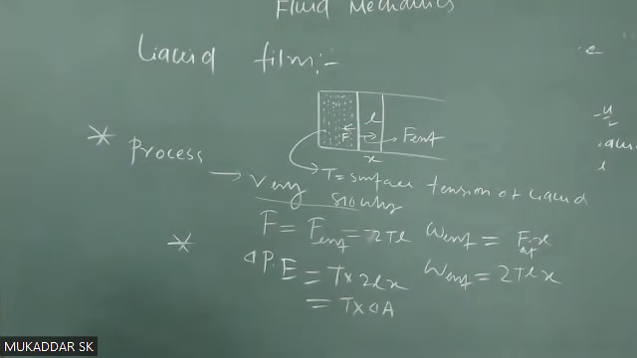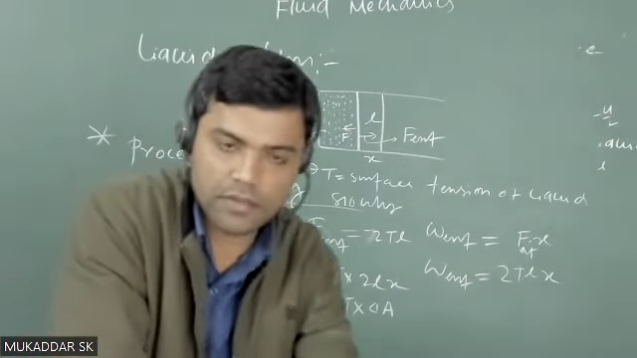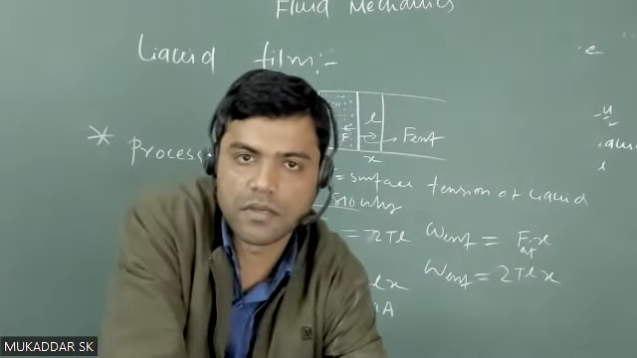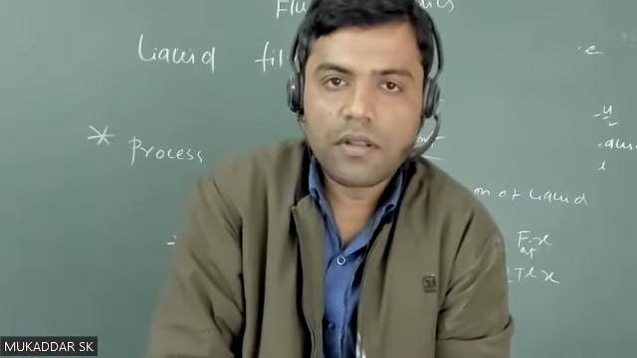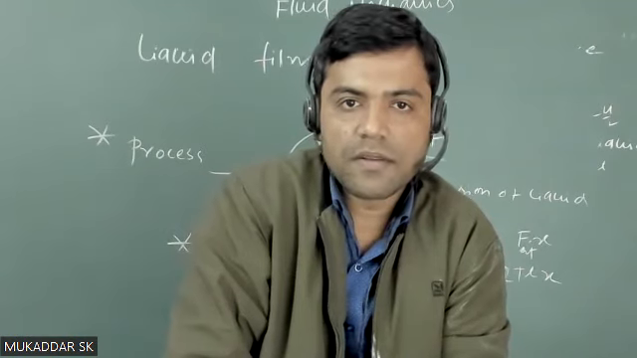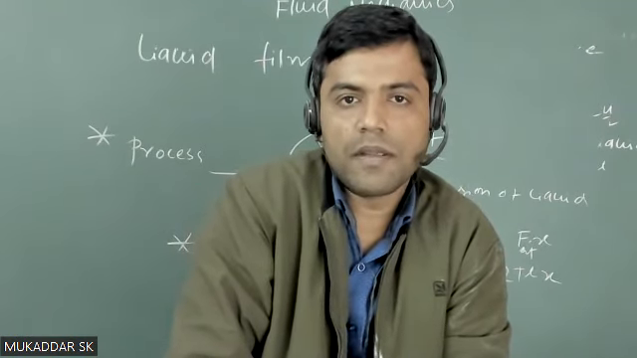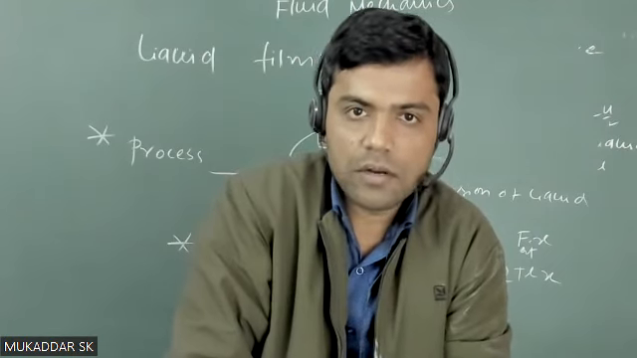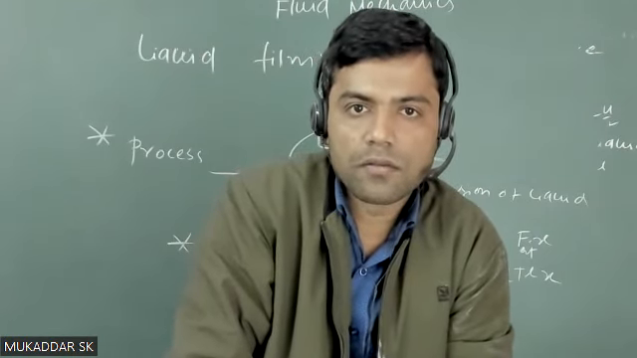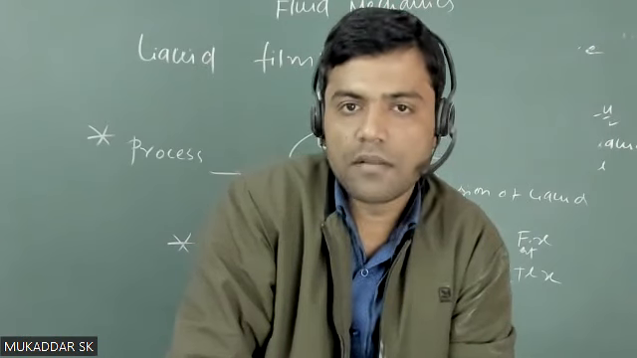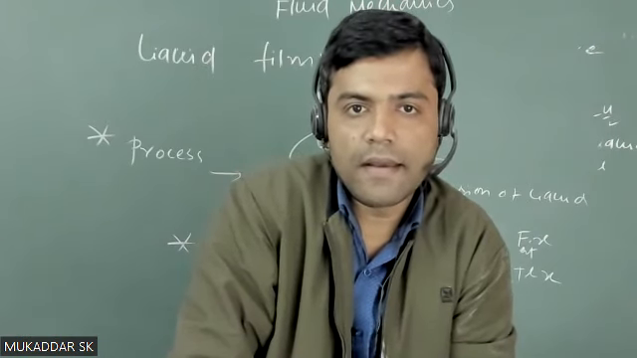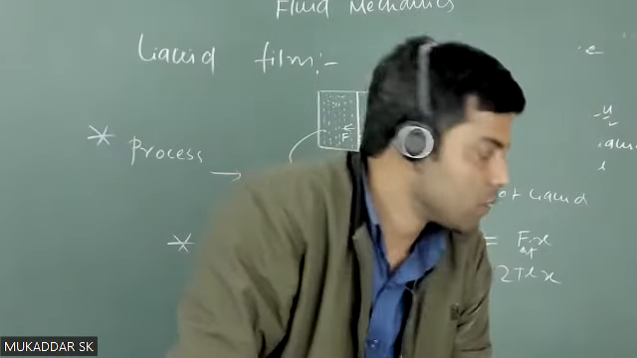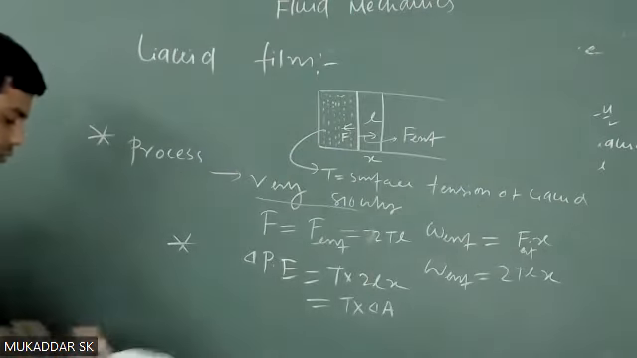There are basically two surfaces on that liquid thin film. So for each surface, the change in area will be L into x. So total change in area in the process, you have two surfaces, so that will be L into x plus L into x, that will be 2Lx. So delta here represents the total change in area. Okay, this is also important.